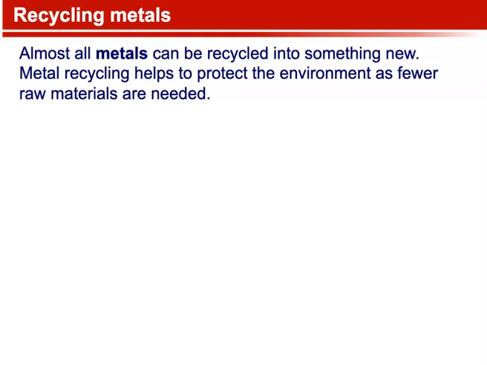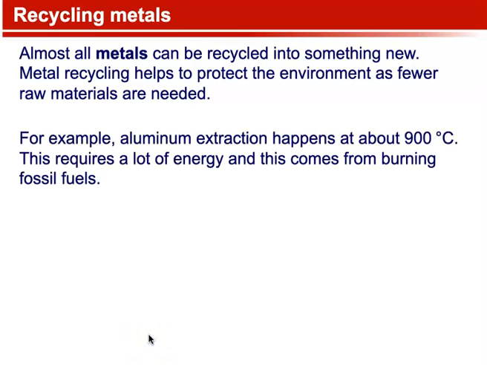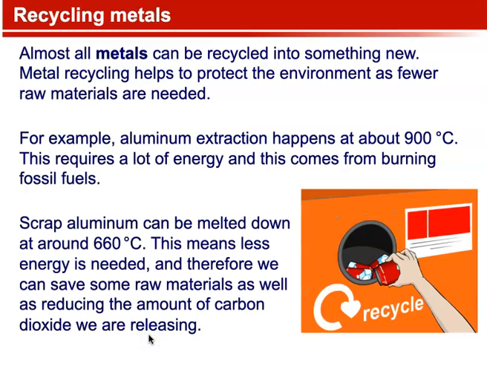Recycling metals. Almost all metals can be recycled into something new. Metal recycling helps to protect the environment as fewer raw materials are needed. For example, aluminum extraction happens at about 900 degrees Celsius. This requires a lot of energy, and this comes from burning fossil fuels. Scrap aluminum can be melted down at around 660 degrees Celsius. This means less energy is needed, and therefore we can save some raw materials as well as reducing the amount of carbon dioxide we are releasing.